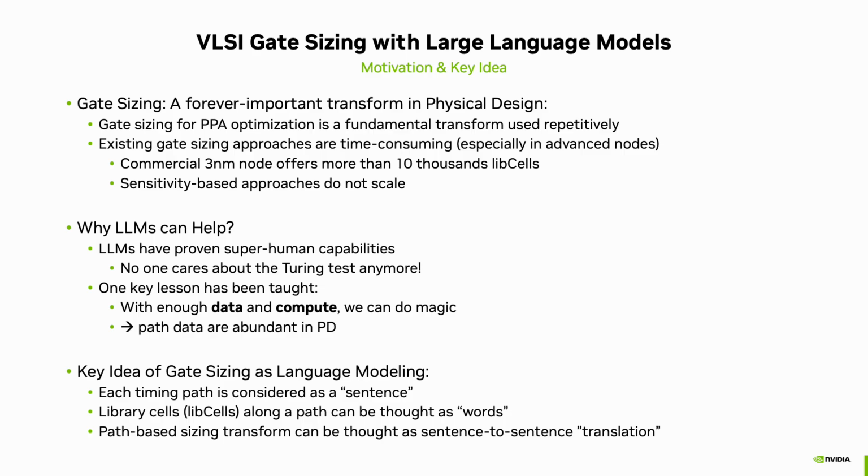So in this work, we think large language models can help alleviate the burden of gate sizing in advanced nodes. Our key idea is that each timing path can be considered as a sentence as in languages, with library cells naturally as words. Therefore, the path-based sizing optimization problem can be thought of as a sentence-to-sentence translation problem. And the success of LLMs in other fields has given us hope that with enough data and compute, we can train a large language model that understands the PD language. And in this work, we aim to explore this idea.